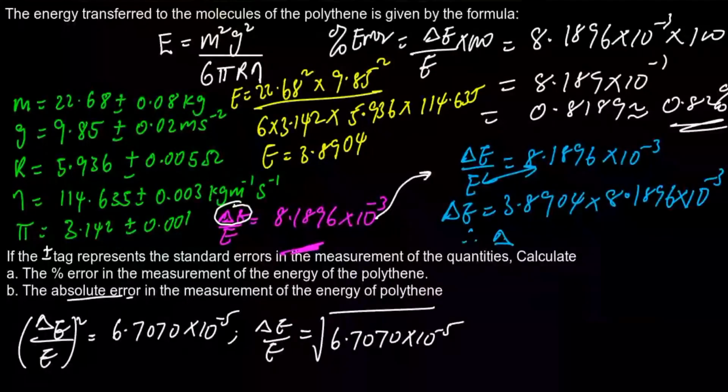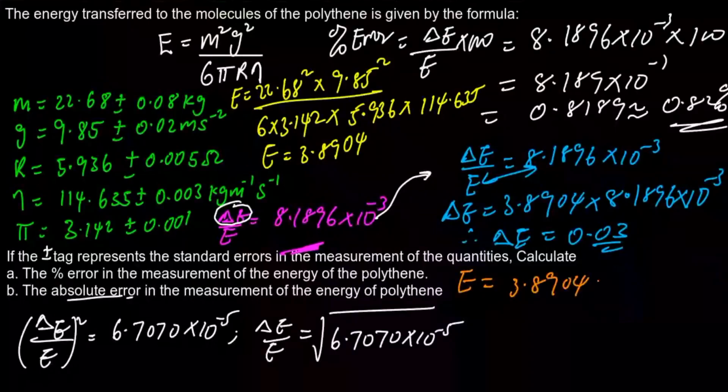So therefore, the absolute error in the measurement of the energy of the polythene is approximately 0.03. So it means that if I now want to write my E, the complete E says what? E equal to, what is the mean value for E? 3.8904 plus or minus 0.03. So that's that for the question.